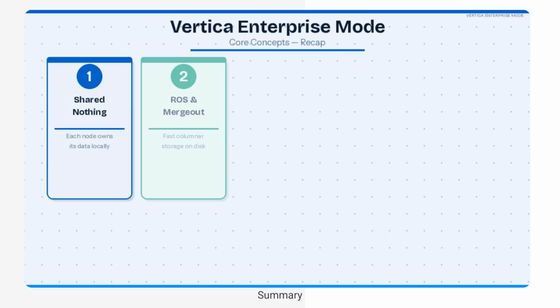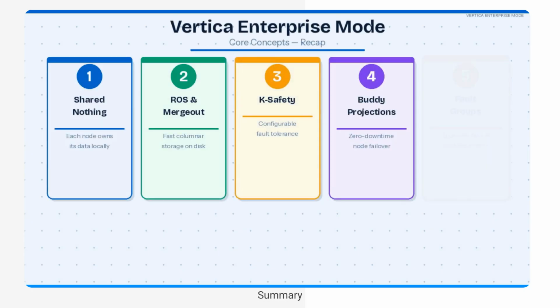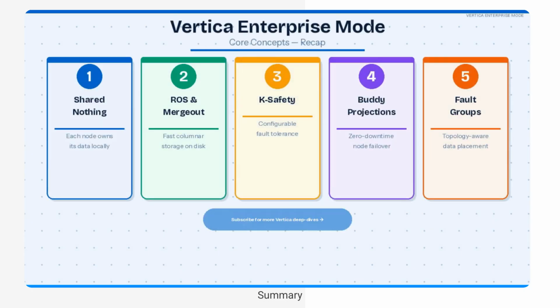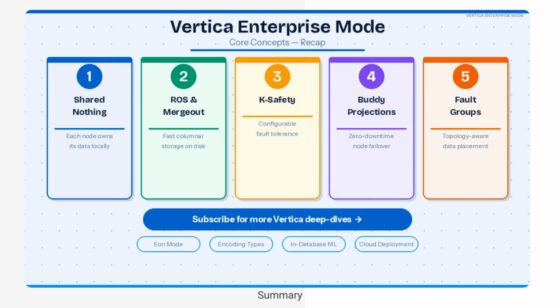So that's Vertica Enterprise Mode, shared nothing architecture, ROS storage with automatic mergeout, K-safety for fault tolerance, and topology-aware, high availability through projections and fault groups.